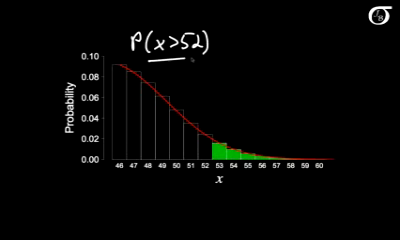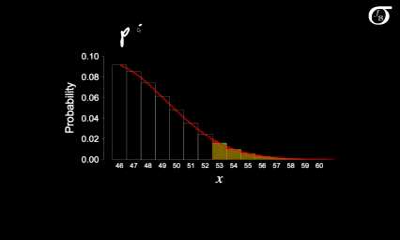And to be strictly greater than 52, I want to make sure I don't include any of 52, so I really should start right here. I should start at 52.5. Let's see what that shaded area under the normal curve looks like. That looks a little bit better. And so I want my probability that x is strictly greater than 52.